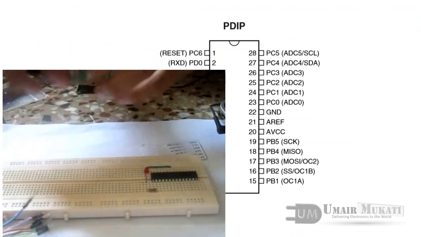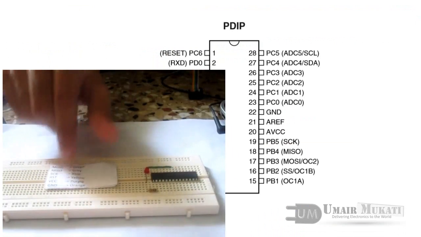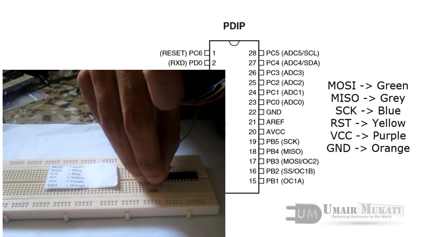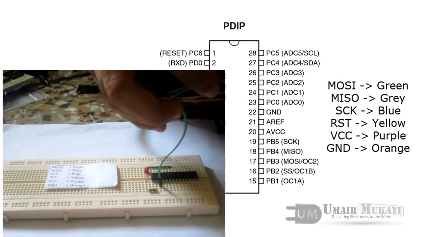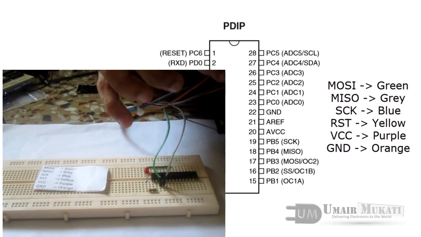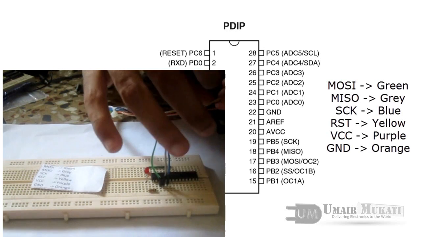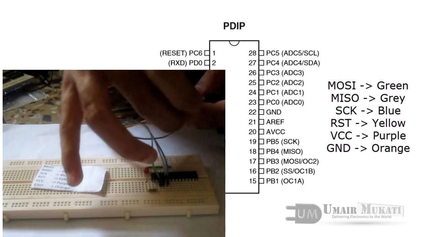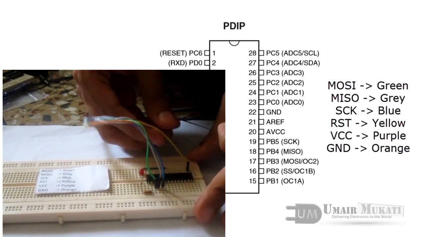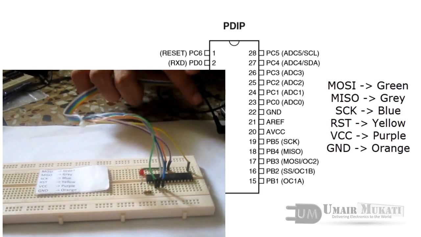Okay, now we need to connect our programming cable like this. MOSI, which is green, will be connected to the 17th pin of ATmega8. MISO is connected to the 18th. SCK is connected to the 19th. Reset is connected to the first. VCC is connected to the 7th and the 8th is connected to ground. Okay, our hardware connections are done.